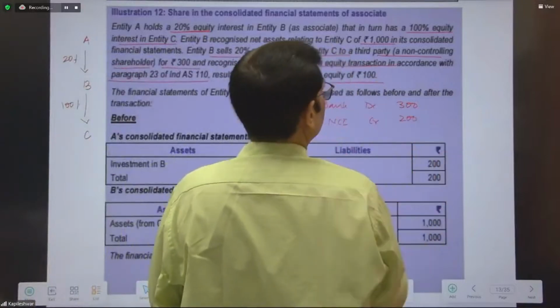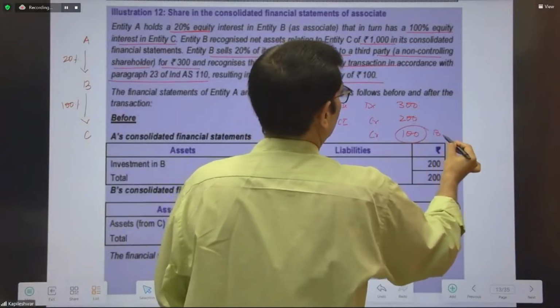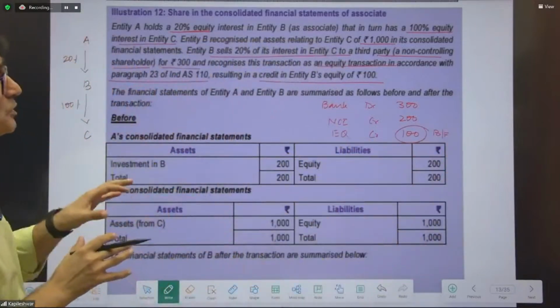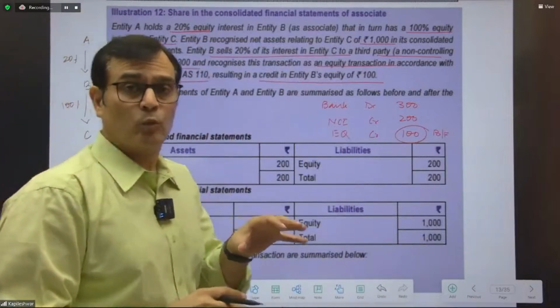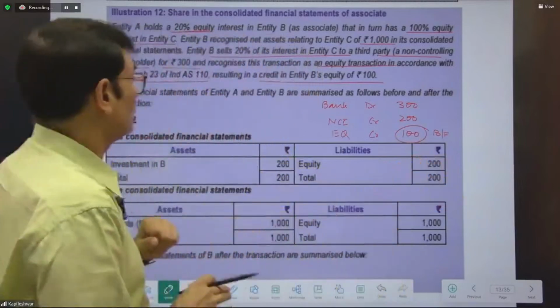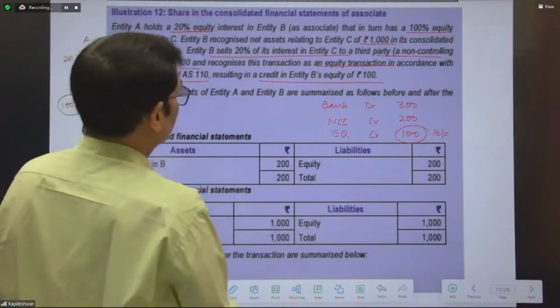So 20% NCI increase, and you take the balancing figure. The balancing figure gain is taken directly to equity. So this is the accounting which B did when it sold a 20% stake in C. So when B sold a 20% stake in C, this is the transaction which he did.